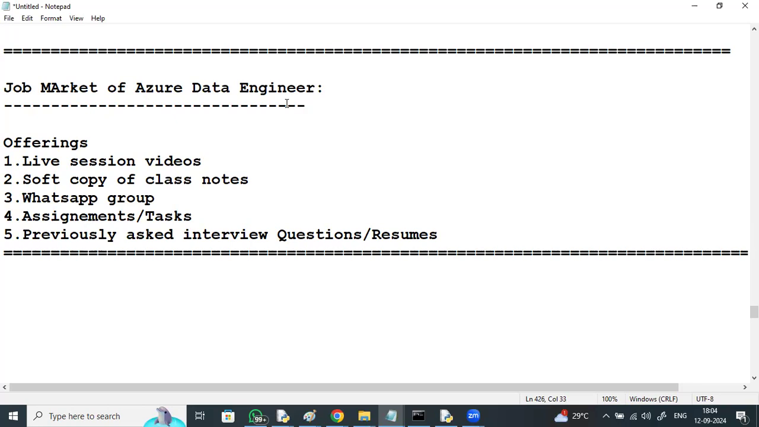For those who want to complete it fast-track, this course goes for nearly 3 to 3.5 months, because we'll be discussing a lot of things. So if anybody wants, you can attend parallelly. ADF and ADB both, you can go parallelly and go for the interviews.